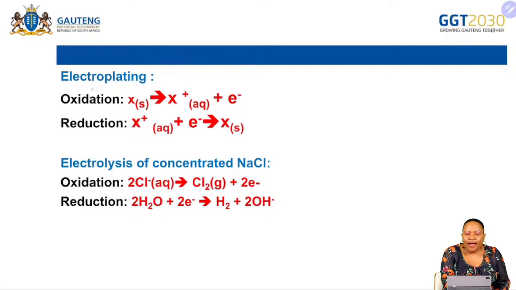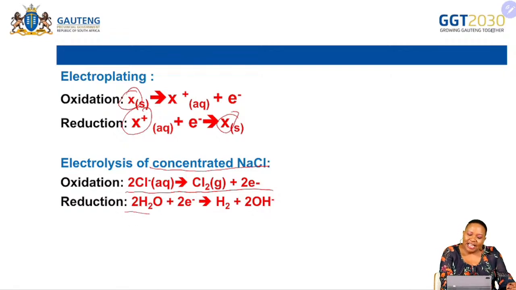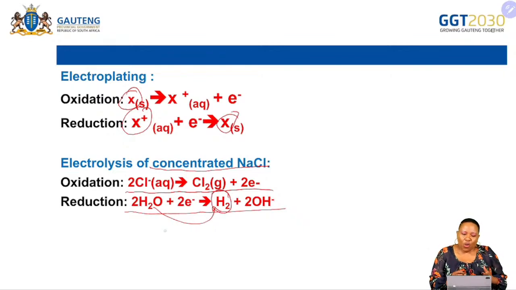And then when you look at electroplating, you know that you'll be electroplating with a certain metal, so that metal will undergo oxidation, and the ions of that metal will undergo reduction and form that metal again. So I'm using X because any metal can be used in terms of electroplating. The last one is the electrolysis of concentrated sodium chloride, where the oxidation is the same as in the decomposition of copper chloride. And its reduction is where water undergoes reduction, being reduced to H2, hydrogen gas. And this is the only one that is a little bit different from the rest that we explained.